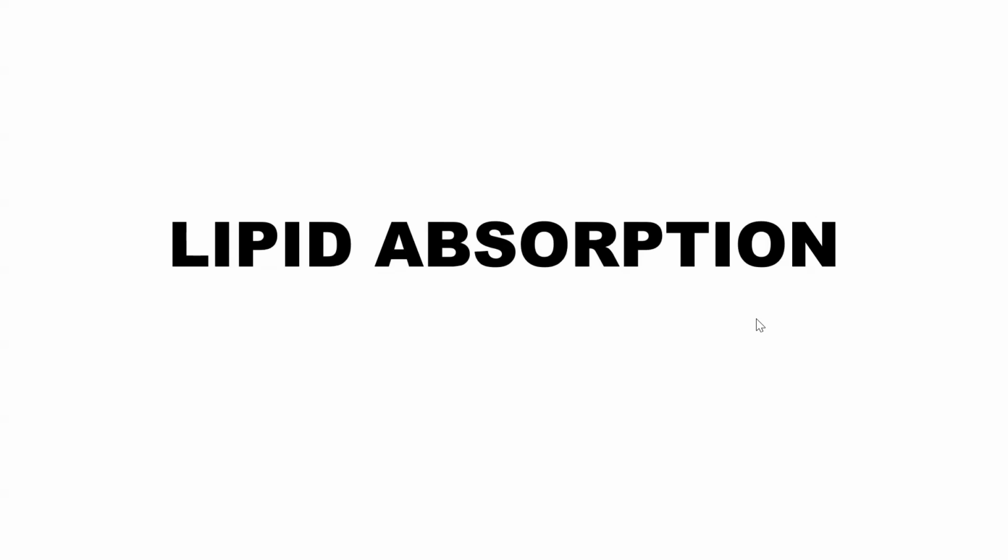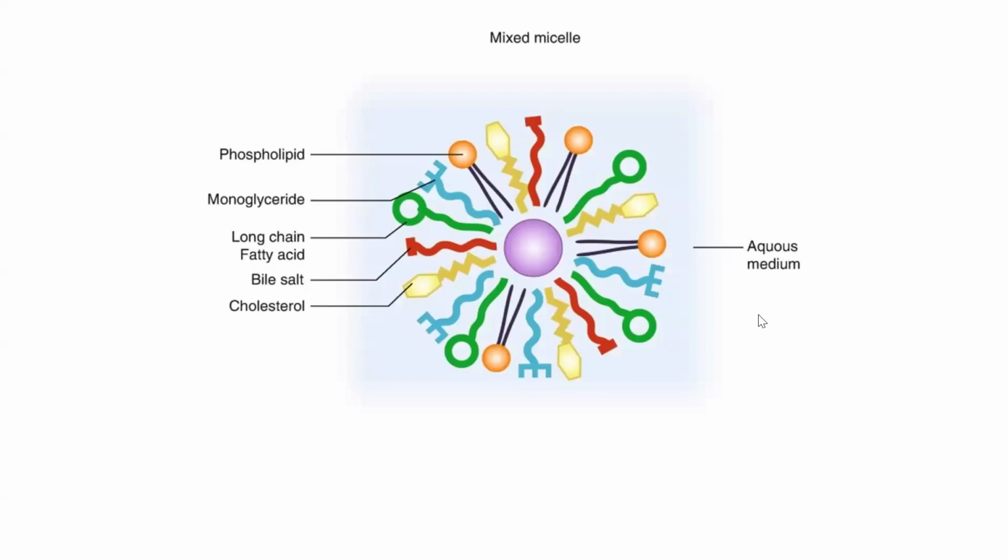So today we are going to look at lipid absorption. Generally, after the digestion of the lipids in the small intestine by three major enzymes, pancreatic lipase, cholesterol esterase, and phospholipase A2, these three major enzymes in the small intestine hydrolyze the lipids.